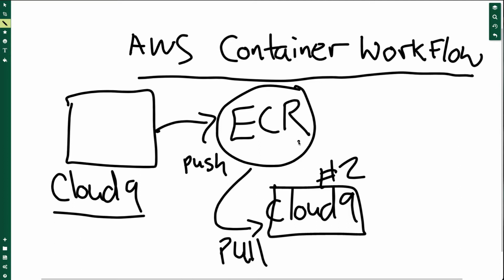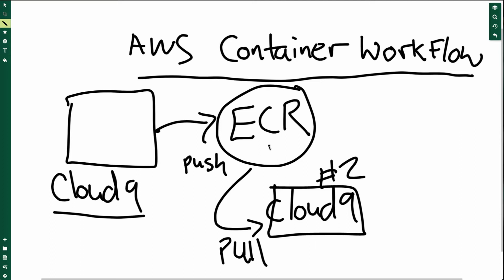Next, I'll spin up a second Cloud9 instance, although this could be maybe a virtual machine or some other location on AWS, and then I'll pull that container and I'll run the exact code without needing to install anything. So really, this is the power of a container: you build it in a development environment, push it to the container registry, and then pull it into another environment. So let's go ahead and do that.